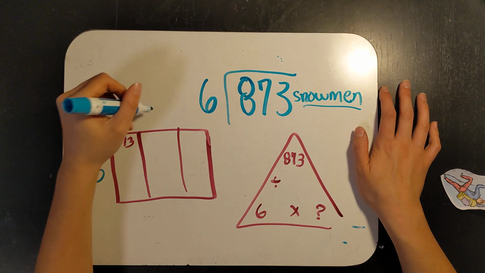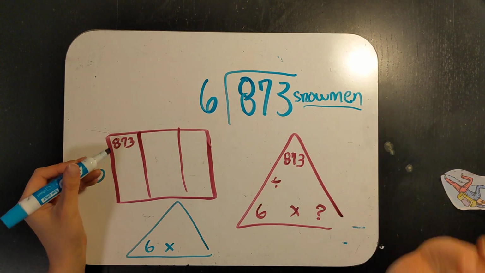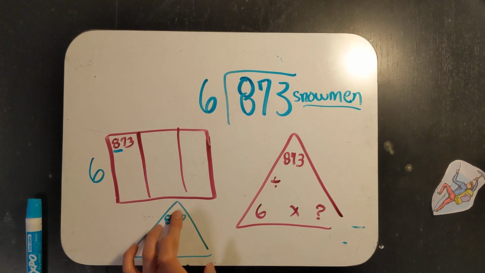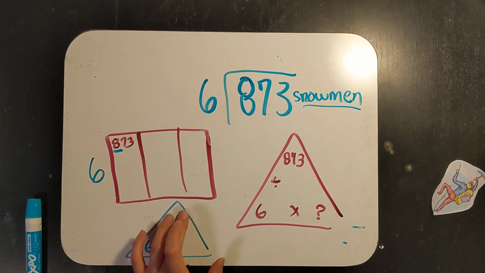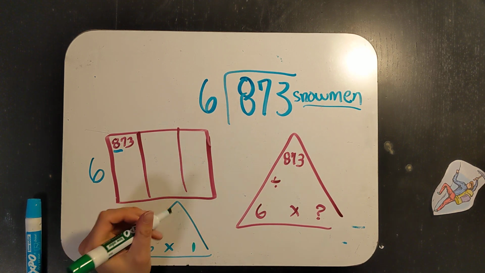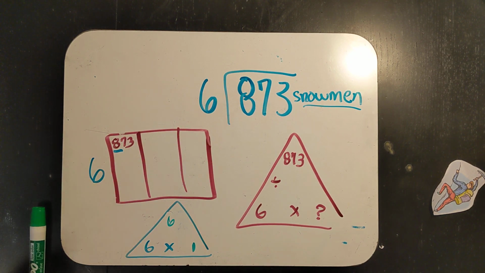And our first step is to do 6 times something that gets us close to 800. Just think about 8. 6 times what gets us 8? Well, nothing. But 6 times something is 6. You can get close. Let's just do that. 6 times 1 is 6. Put in your zeros and put something up here. Let me know what you get.